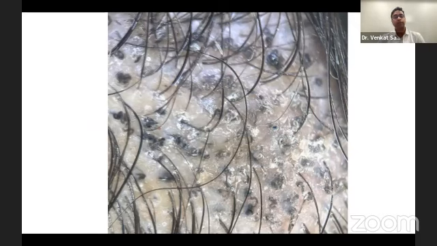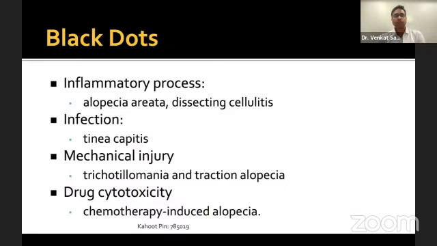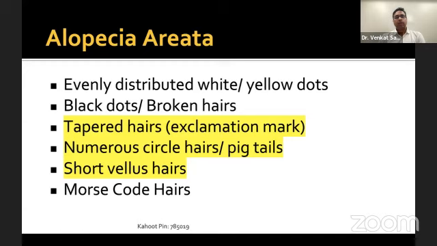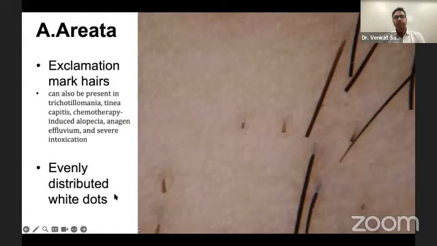Alopecia areata doesn't cause erythema and scaling, obviously. So black dots, I quickly want to mention, are not specific. They can be seen in a number of conditions, including alopecia areata, tinea capitis, dissecting cellulitis. So they're not specific. They don't help us make a specific diagnosis. So alopecia areata, I've already told you, these are the features that you may see. These are the more specific features that you may see, and these are other ancillary findings.